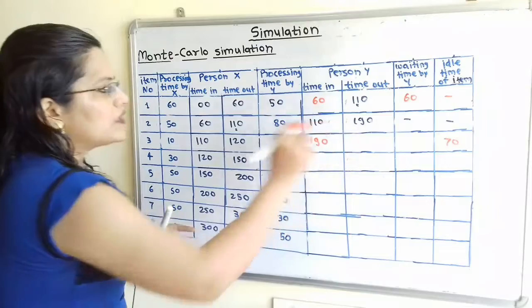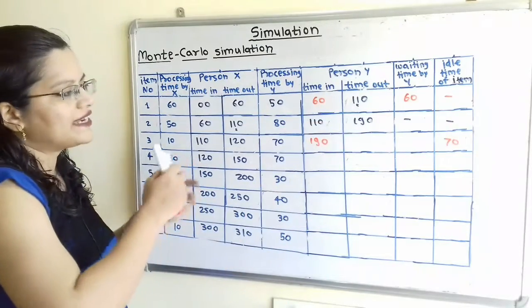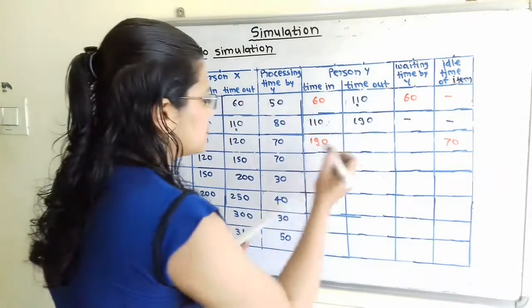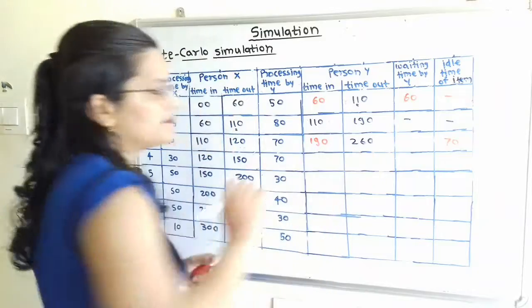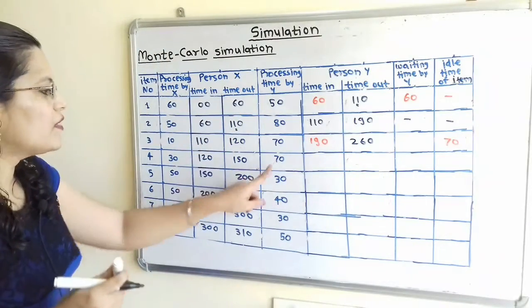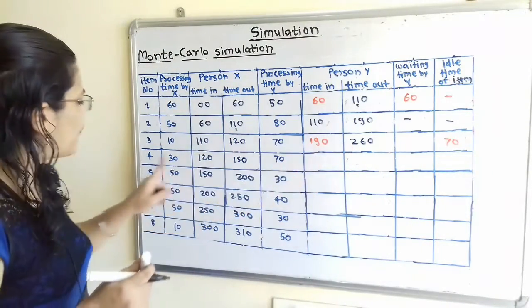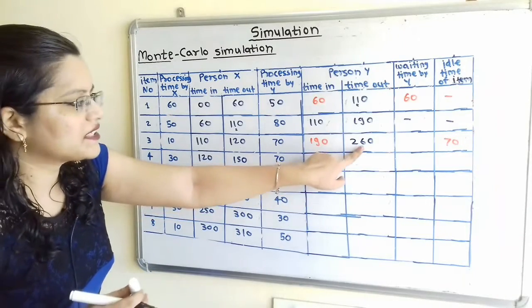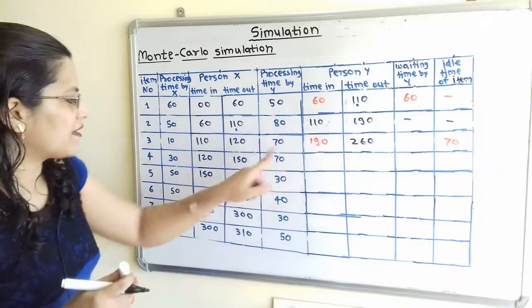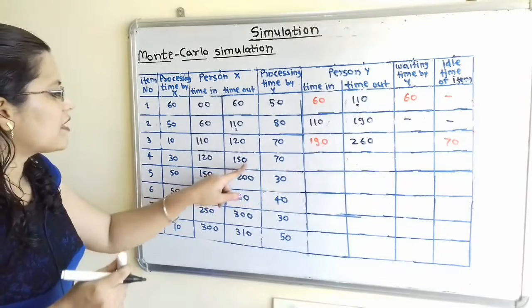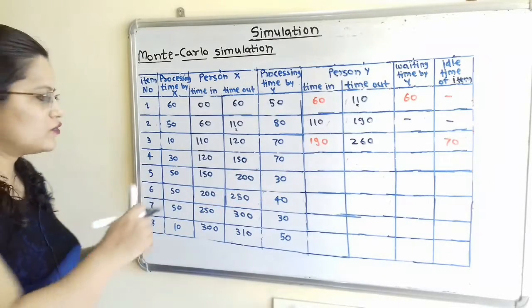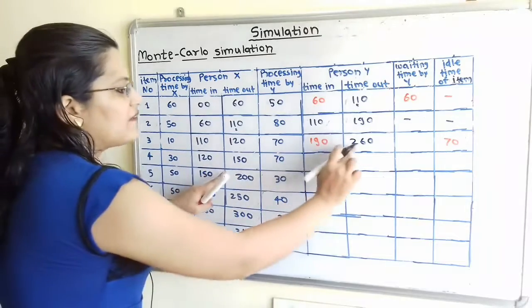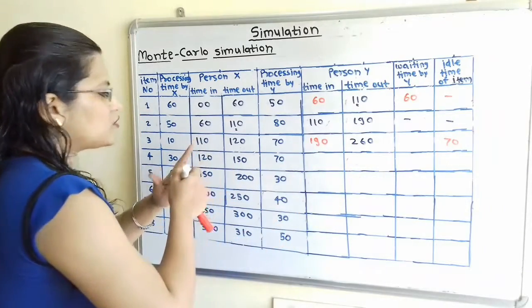Now what is the out time? Out time is 190 plus 70, that is 260 seconds. Now we will move to the next. Again the fourth item will enter because this person is free at 260 seconds and this processing completed at 150 seconds. So this item entered only after the person is free, that is 260 seconds.